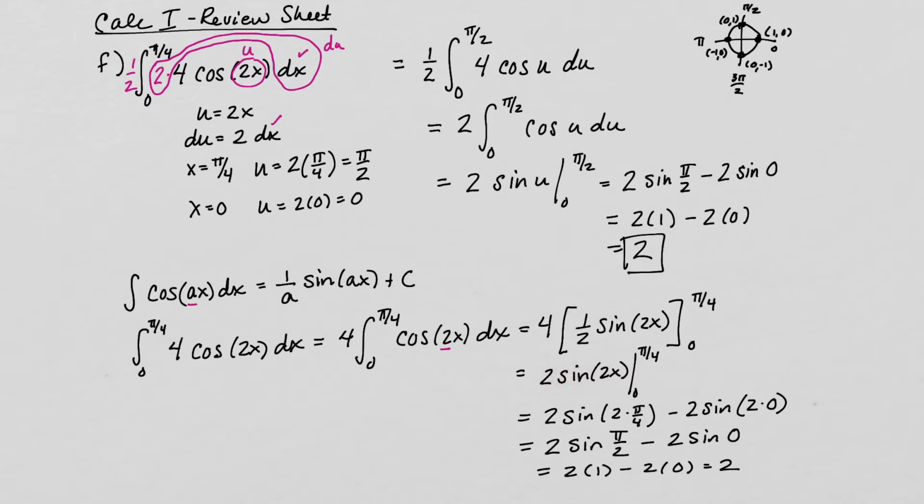And so the reason I do that is because it's shorter, right? I didn't have to find the u, I didn't have to change the limits, I didn't have to do all that stuff. And so that's kind of how I do that problem. Does that help? Awesome. Any other questions?